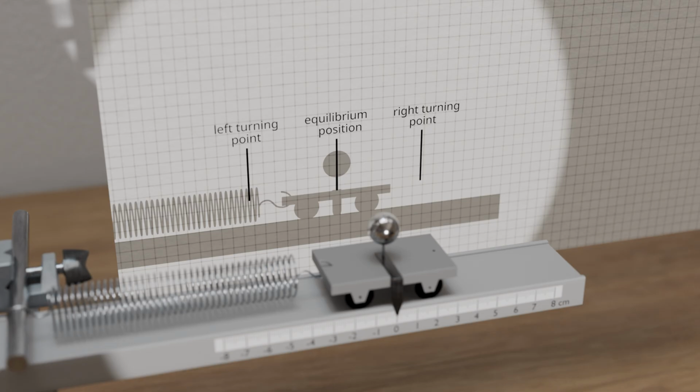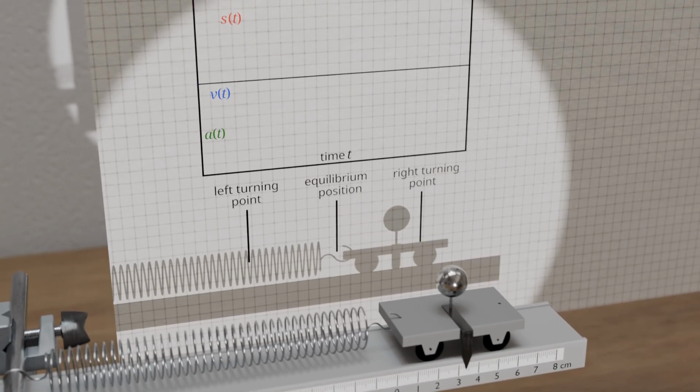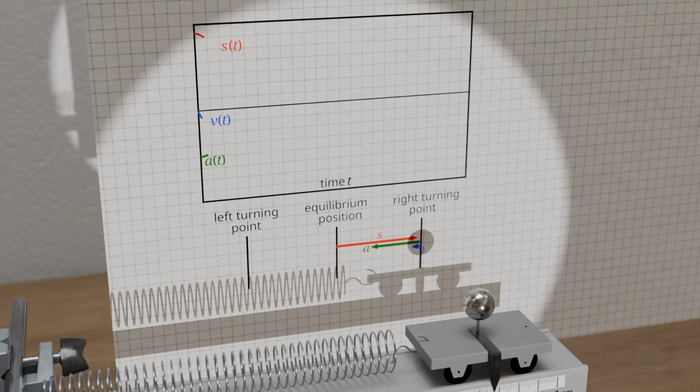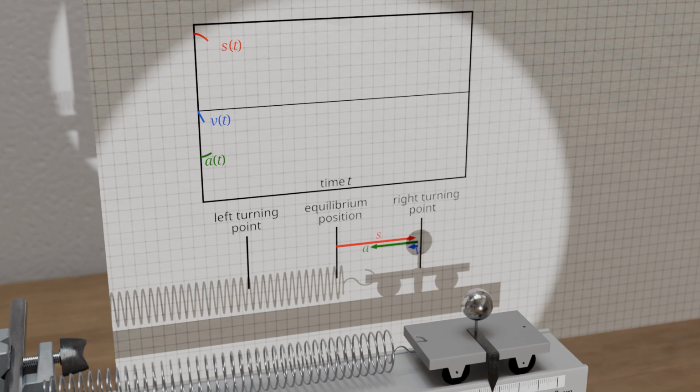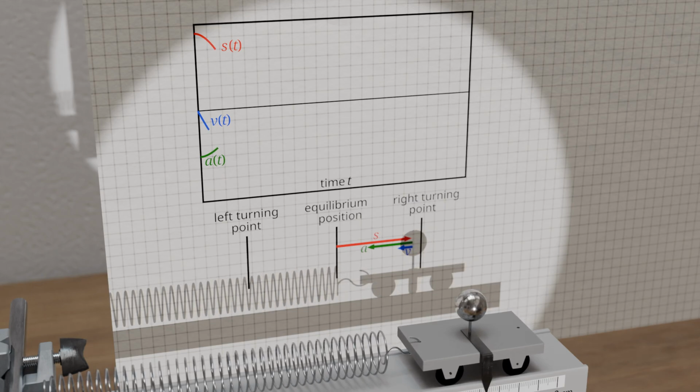Initially, the cart is at rest in its equilibrium position. We displace the cart a certain distance to the right, stretching the spring to its maximum. At this point, a restoring spring force acts on the cart in the opposite direction, that is, to the left. Once the cart is released, this force accelerates it back toward the equilibrium position. The cart is therefore accelerated opposite to its displacement and begins to move faster and faster.